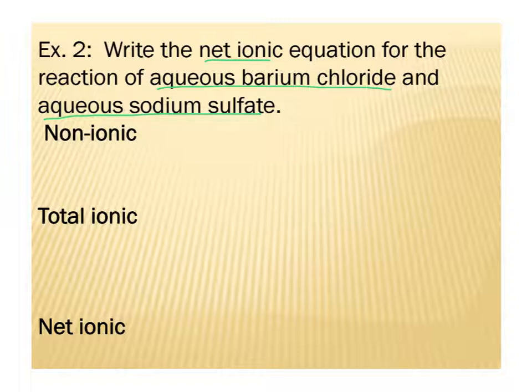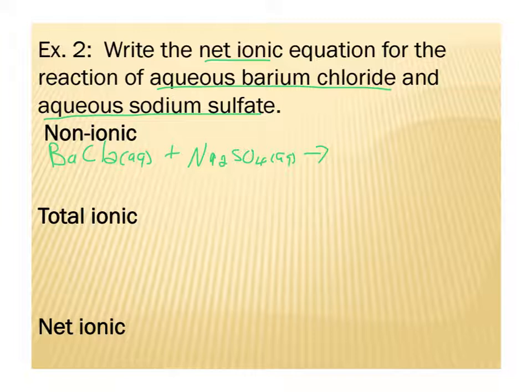So barium chloride, the formula for that is BaCl2, and we're told it's aqueous, so we can write AQ, reacting with aqueous sodium sulfate. So sodium sulfate is Na2SO4, and again we're told it's aqueous, so we can write AQ. Now if we go back to look at the reaction type, we can classify this as a double replacement reaction.